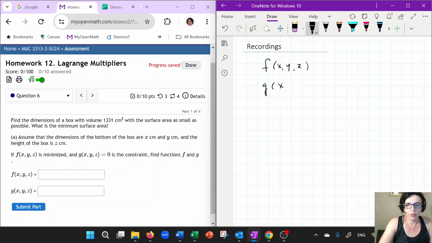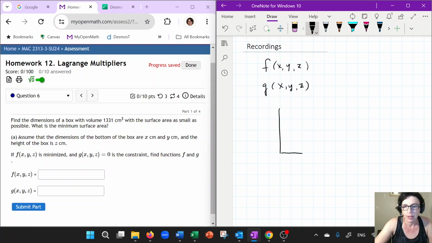When you're dealing with the method of Lagrange multipliers, you are trying to minimize or maximize the f function subject to a constraint, and usually we want g of xyz equals 0. Now, what is it that we're trying to maximize or minimize here? It says, what is the minimum surface area? So the surface area is the one that you are trying to minimize, right? And so your function f should be the surface area, not the volume. A lot of people put that in the f.